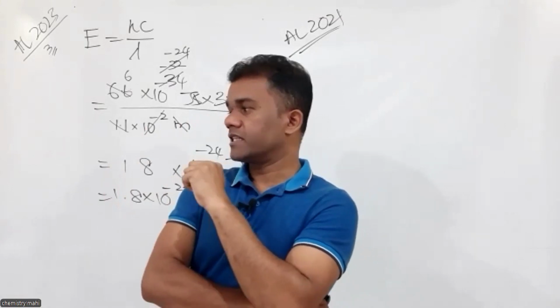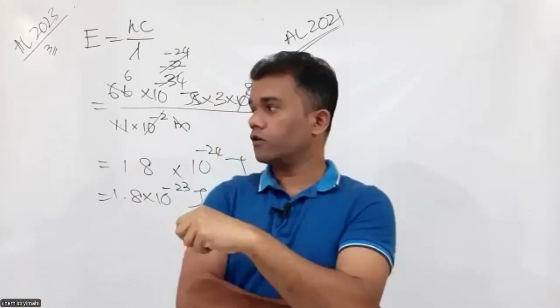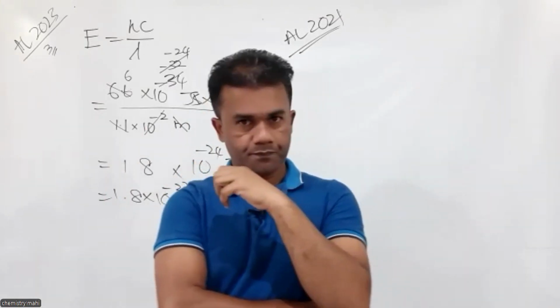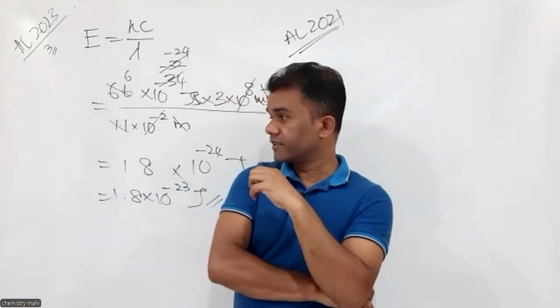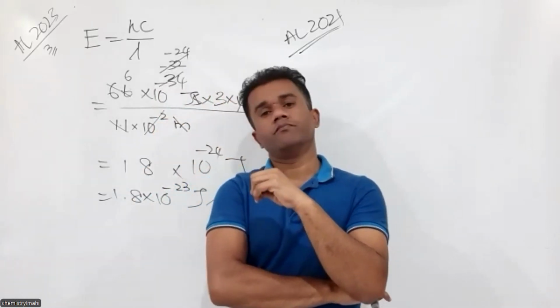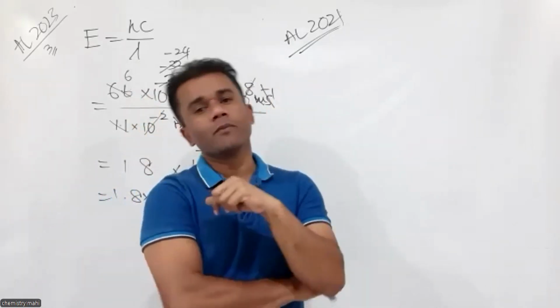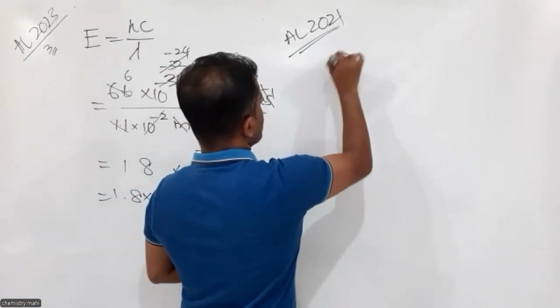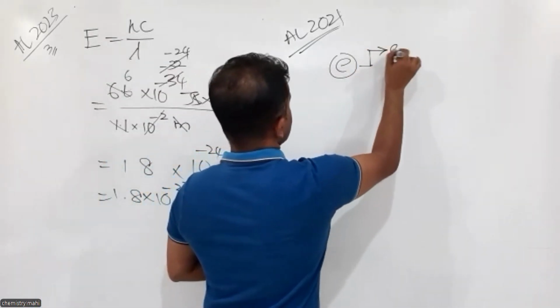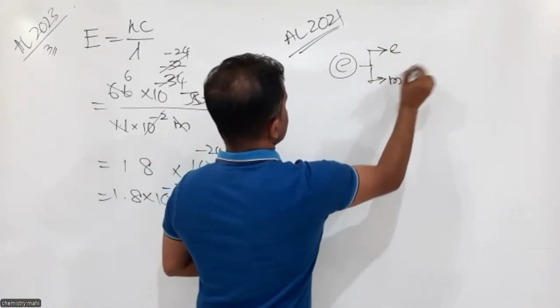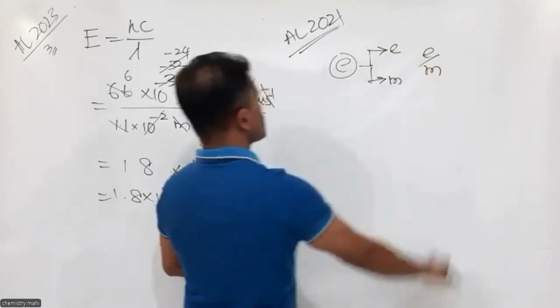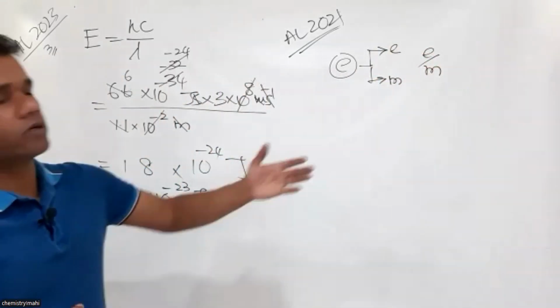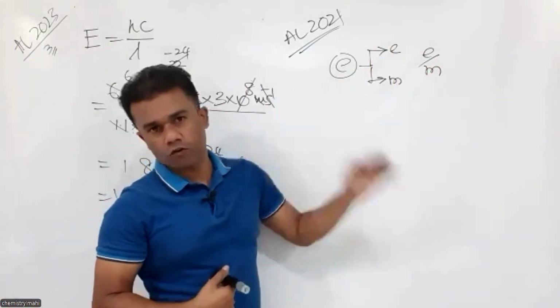Their charge to mass ratio depends on the nature of the gas and the pressure inside the cathode ray tube. Their charge to mass ratio. I told you the cathode ray particle is the electron. It has a certain charge, E. It has a certain mass, M. Then we take the charge to mass ratio of this cathode ray particle. It's actually the charge to mass ratio of the electron.